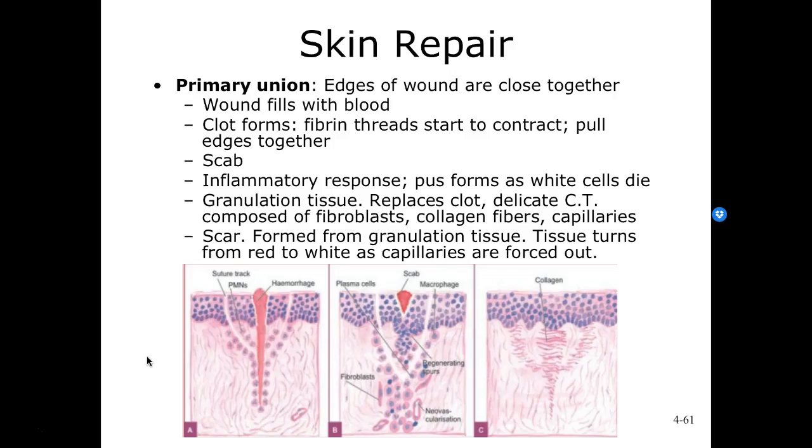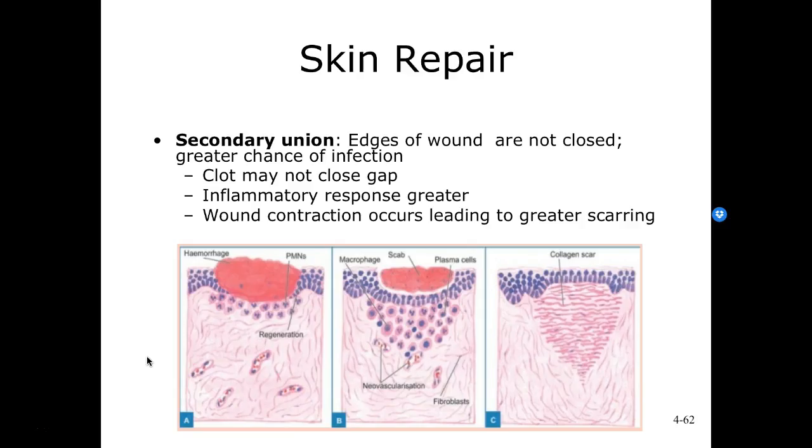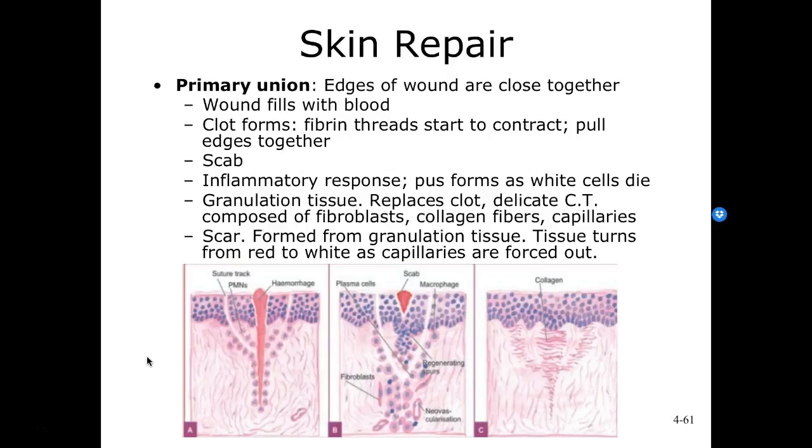So there's two different events in which we can have skin repair. There is primary union and secondary union, which we'll get to in a moment. In primary union, it means that the edges of our wound are close together. Usually these are the ones that heal nicely, and you won't even really be able to tell that there was a wound there at some point. So let's discuss these steps.